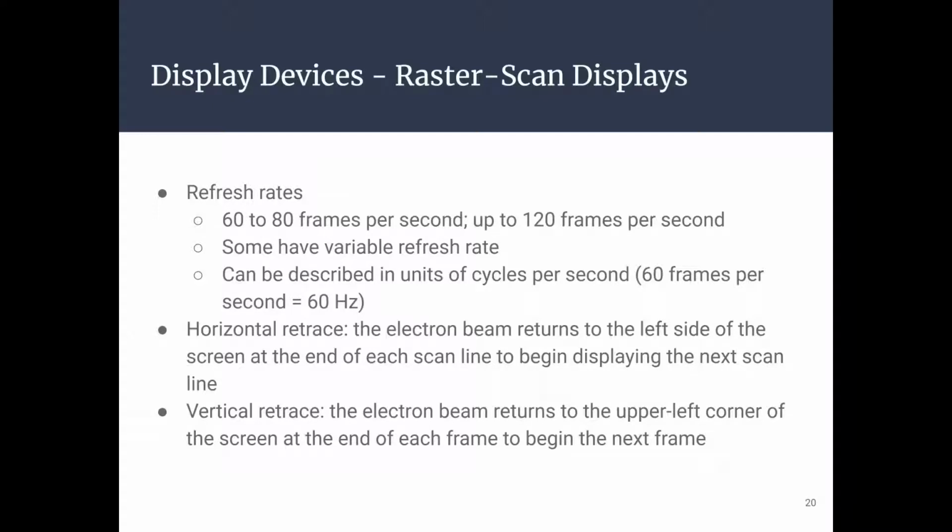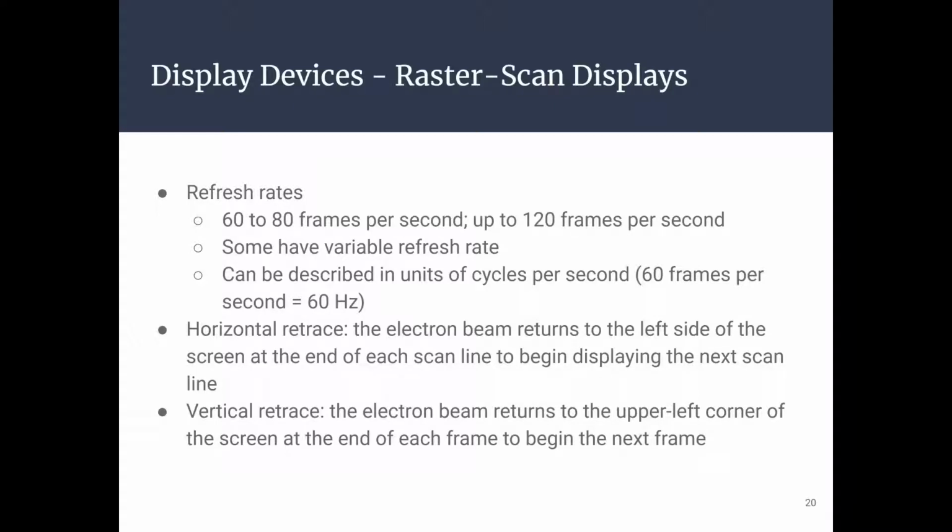So with raster scan display, the refresh rate is usually 60 to 80 frames per second, but it could go up to 120 frames per second. However, some raster scan displays do have a variable refresh rate depending on the application, if it's for a specific type of use that needs a variable refresh rate. And refresh rate can also be described in units of cycles per second, so basically in hertz. So if you have 60 frames per second, that will basically equal 60 hertz.